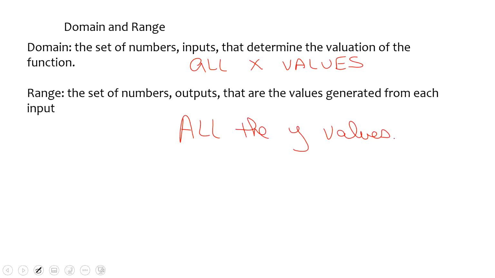Again, this could be from negative infinity to positive infinity. It could be a specific set of numbers depending on what our function looks like. It could be all one number. Every number in our output could end up being 4, so then our range is going to be 4. It just depends on what type of function we're looking at. We'll see what they look like as we go through. So just keep in mind that the domain is all the x's, the range is all the y's.